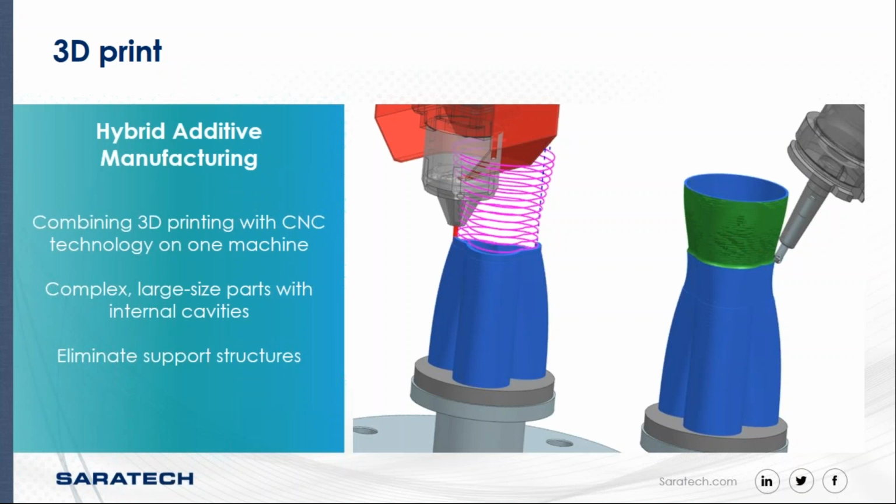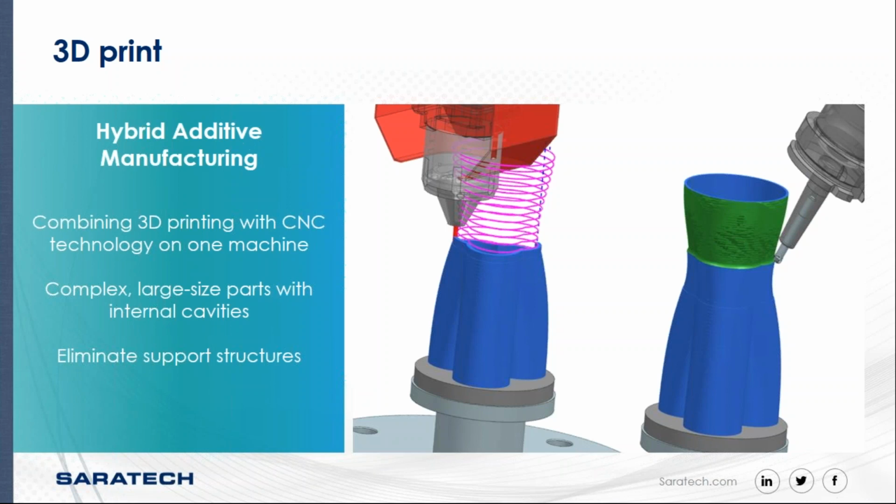We also have the hybrid additive manufacturing, and it combines 3D printing with CNC technology on one machine. Complex, large size parts with internal cavities, and you can eliminate the support structures. One machine is the Lasertech 65 Mori Seiki machine.